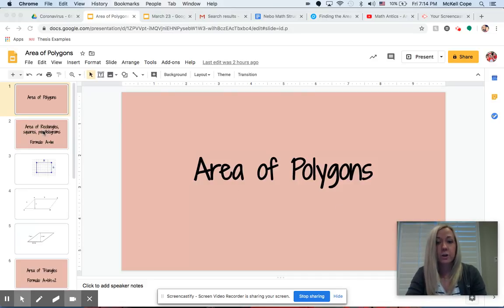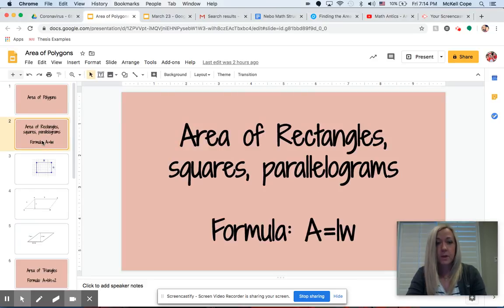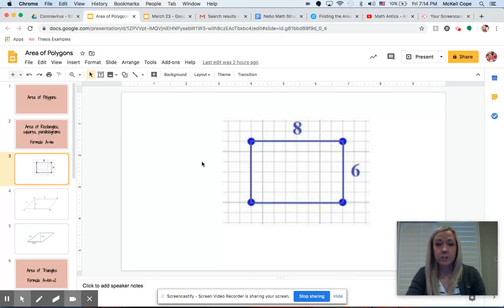Okay, so first we are going to look at the formula for rectangles, squares, and parallelograms. So the formula for these is area equals length times width, and sometimes you'll see that as base times height, which means the same thing. So we're going to look at this picture right here. This image shows us why this formula works.